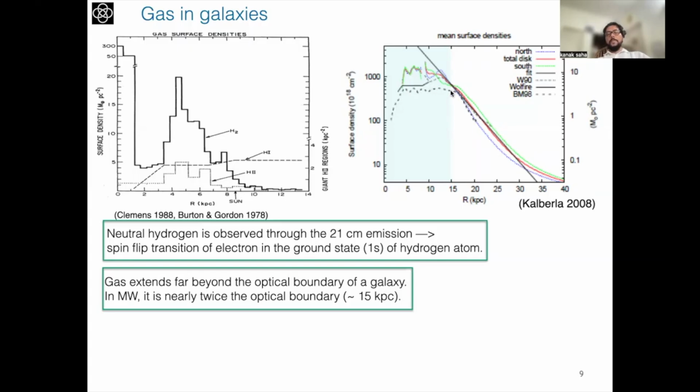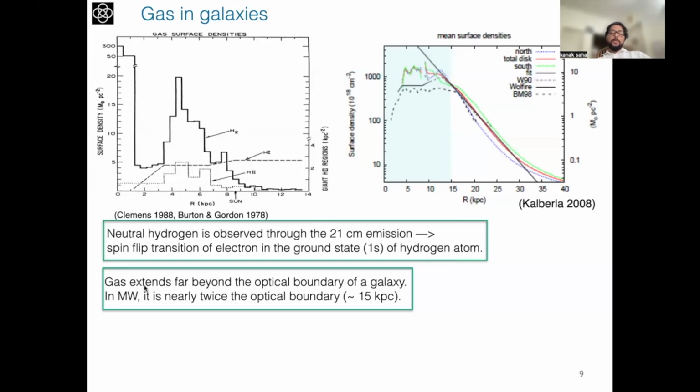But with the new surveys, like the Leiden-Argentine-Bonn survey from which this plot is made, one can see that the gas distribution extends much further, all the way to around 30 kiloparsec. This neutral hydrogen gas is observed through the 21 centimeter emission, or 1420 megahertz emission, which comes from the spin flip transition of the electron in the ground state of the hydrogen atom.